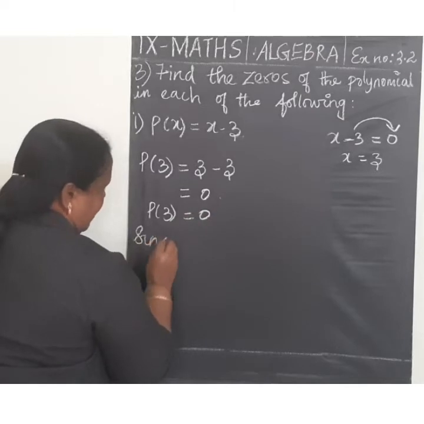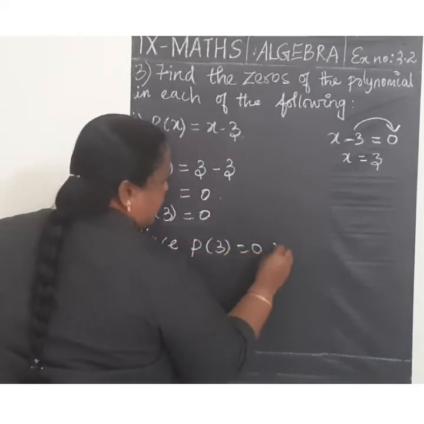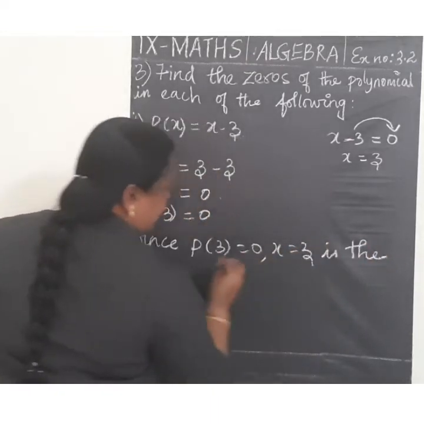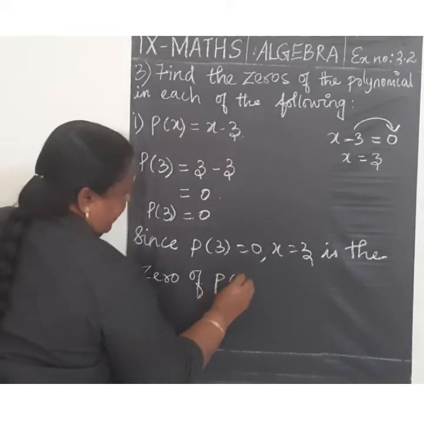Since p of 3 is equal to 0, x is equal to 3 is the 0 of p of x.